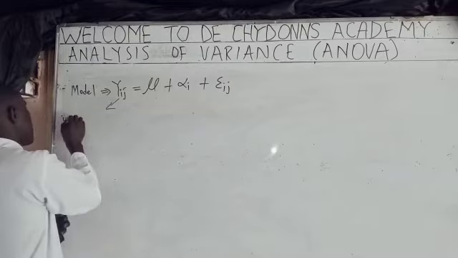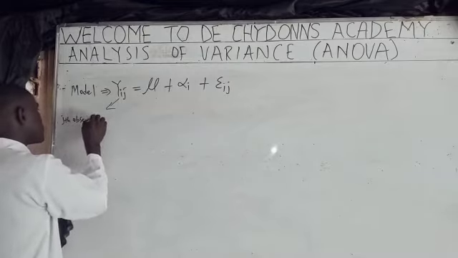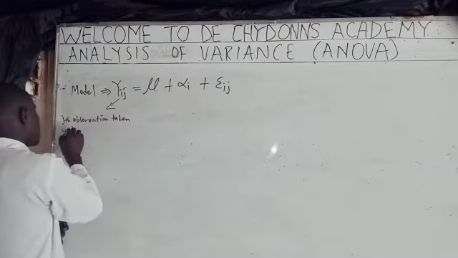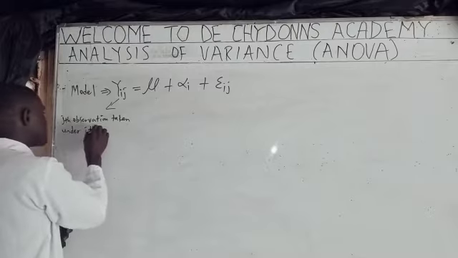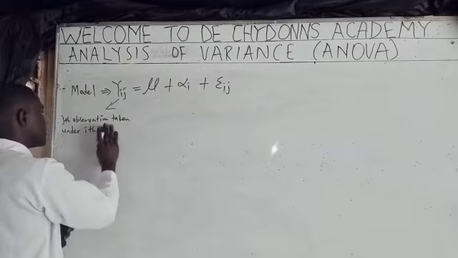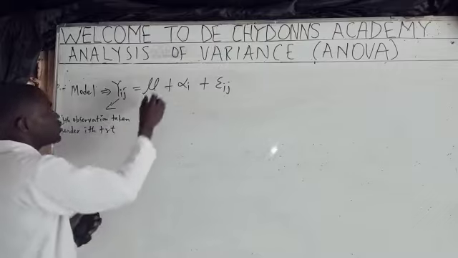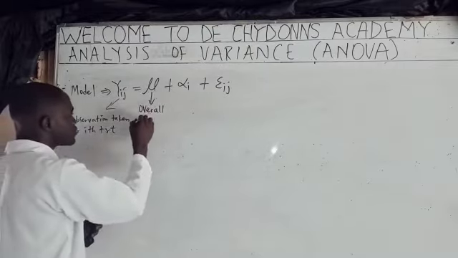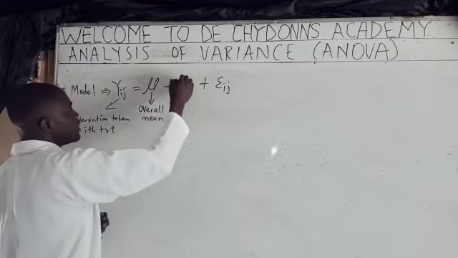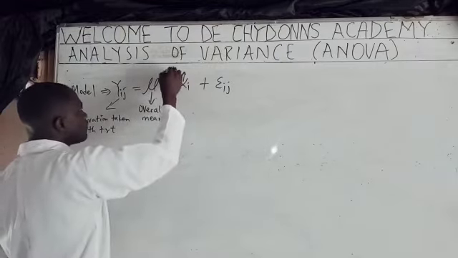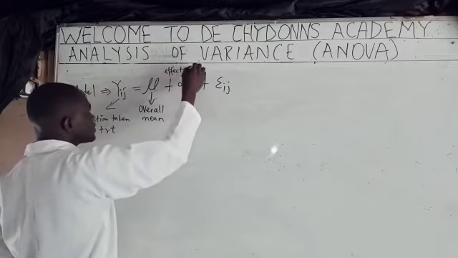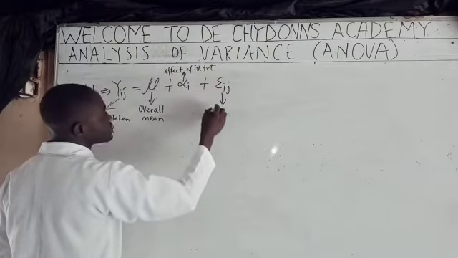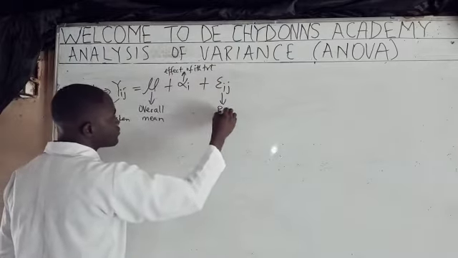This is jth observation taken under ith treatment. Please, treatment, TRT. Then this is overall mean. This means effect of ith treatment. While this one means random error.